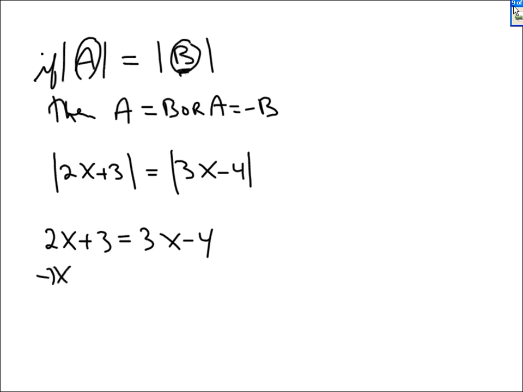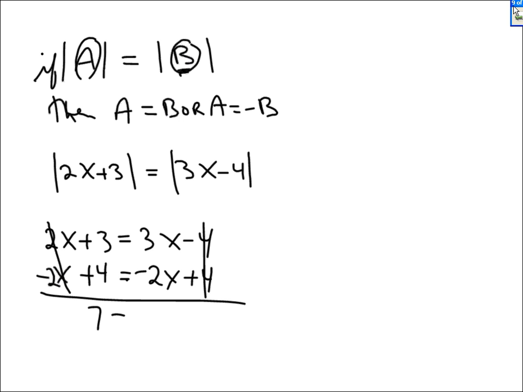Bring the x's to the right side, since the right side has more x's, and bring the numbers to the left side. The left side has 7, the right side has x. That's one answer. But they didn't both have to be equal. They could have differed by a sign. The 3x minus 4 and the 2x plus 3 could have differed by a sign.